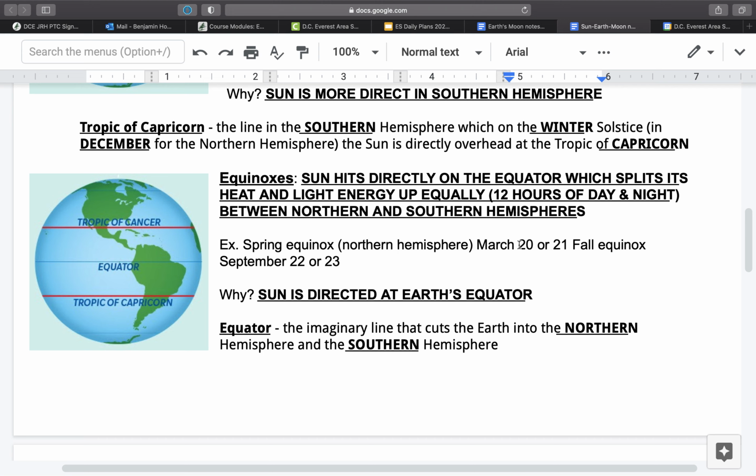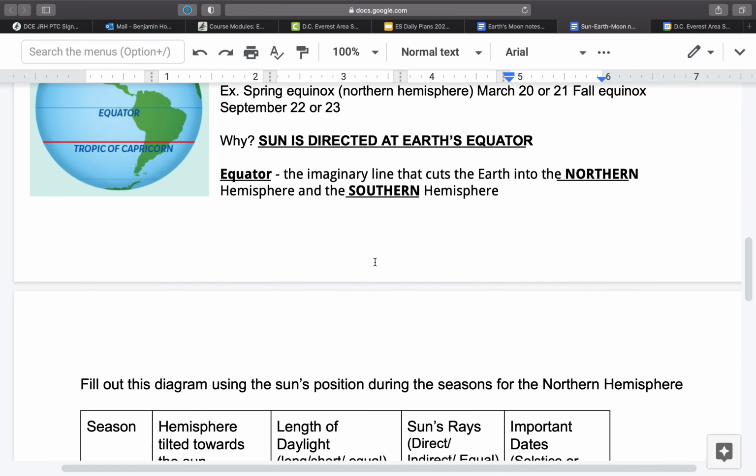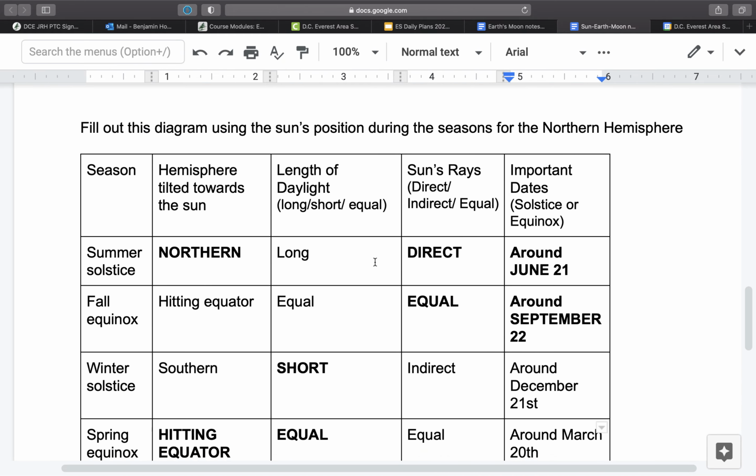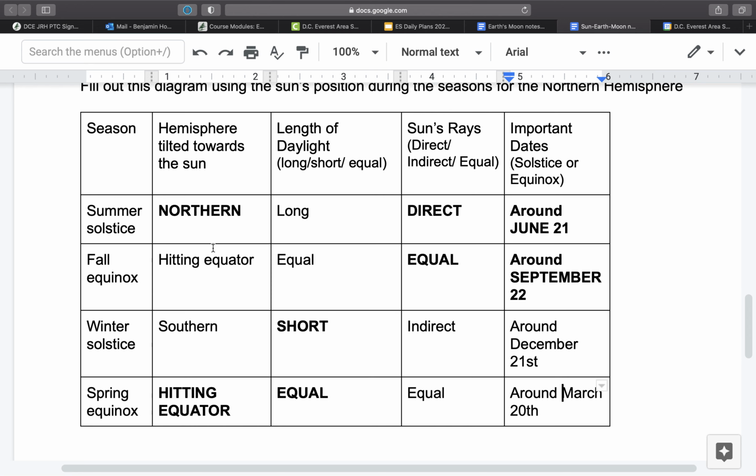And what are those two dates? Well, it's on or around March 20th or 21st, and then right around September 22nd or so. That's the only difference there is the date, but the event is the same. The sun is focused on that equator, and it splits everything up evenly, the heat and the light, all across the globe. So we have a little chart for you to fill out here, talking about what's going on, some important things to be aware of for both of the solstices and the equinoxes.